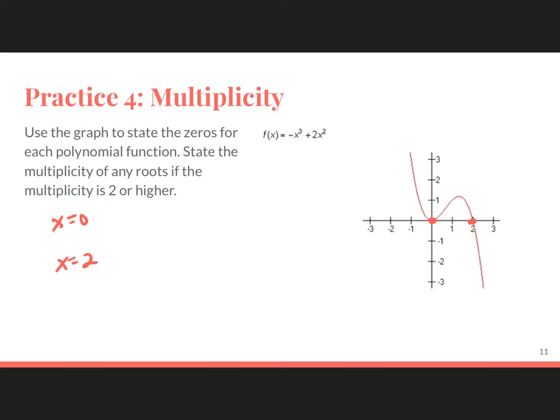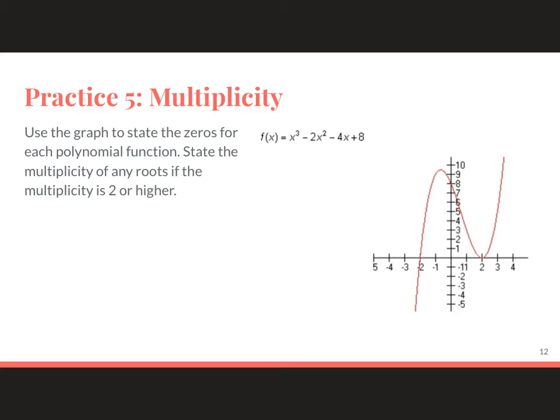When I look at x equals 0 right over here, I notice that it just touches the x-axis. So I know that this probably has a multiplicity of 2, because I'm touching the x-axis, so it has to be an even number. It can't be 1. Over here, I'm just passing through this 2, so this is probably just going to be a multiplicity of 1. Great.